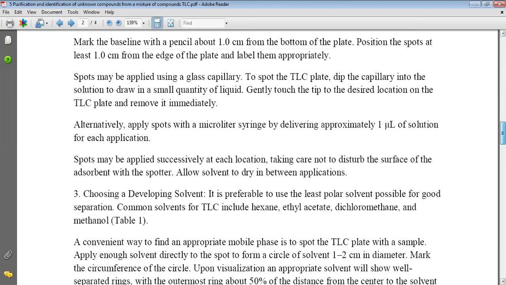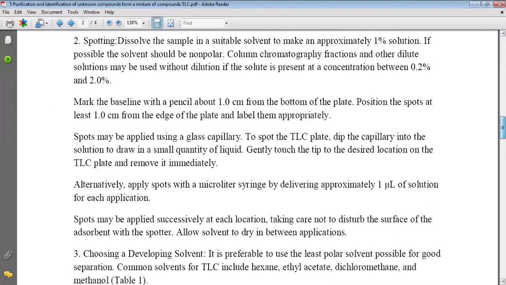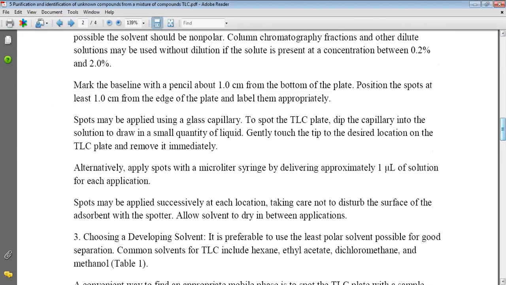2.0%. Further, mark the baseline with a pencil about 1.0 centimeter from the bottom of the plate, and apply the spot using a glass capillary. To spot the TLC plate, dip the capillary into the solution to draw a small quantity of the liquid. Then gently touch the tip to the desired location on the TLC plate and remove it immediately. Alternatively, apply the spot with a microliter syringe, delivering 1 microliter of solution in each.